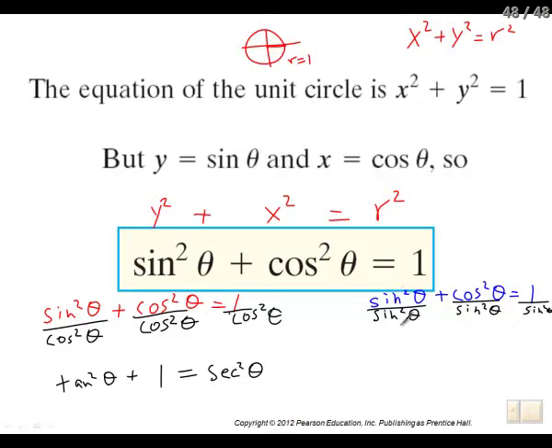So sine squared theta over sine squared theta is 1. Cosine squared over sine squared, that's cotangent squared theta. And 1 over sine squared theta, well, 1 over sine is cosecant, so 1 over sine squared theta is cosecant squared theta. I'm trying to squeeze that theta in there. And so we use these, what we call the Pythagorean identities.